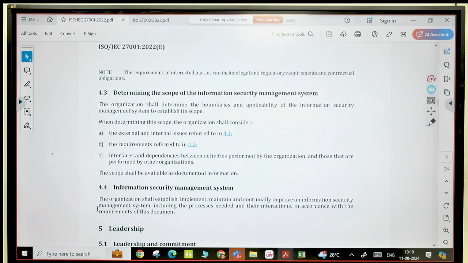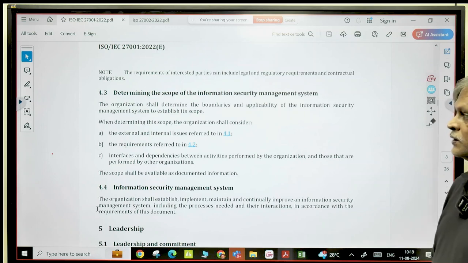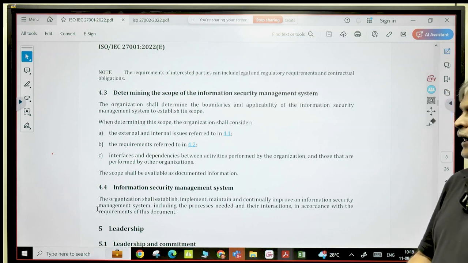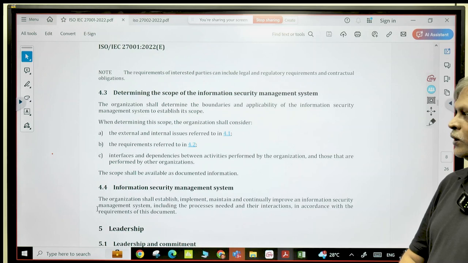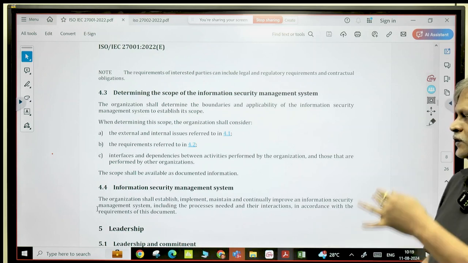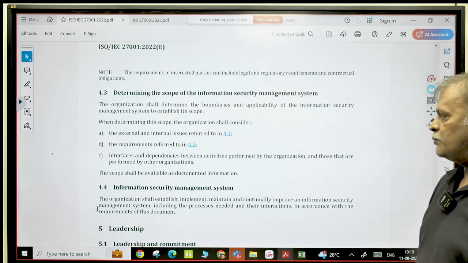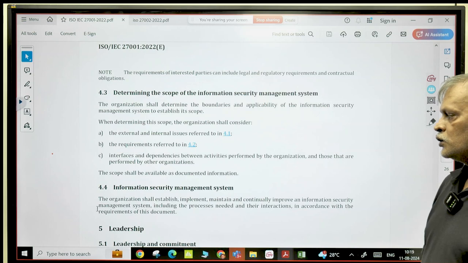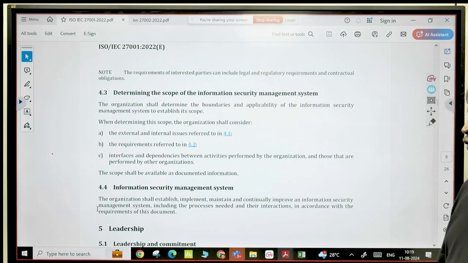Clause number 4.3, determining the scope of ISMS. The organization shall determine the boundaries and the applicability of ISMS to establish its scope. When determining the scope, the organization shall consider the external and internal issues referred to in 4.1, requirements referred to in 4.2, interfaces and dependencies between activities performed by the organization and those that are performed by other organizations. The scope shall be available as documented information.